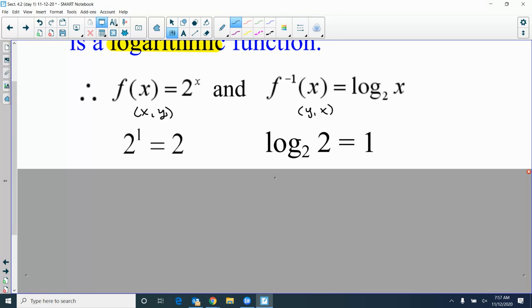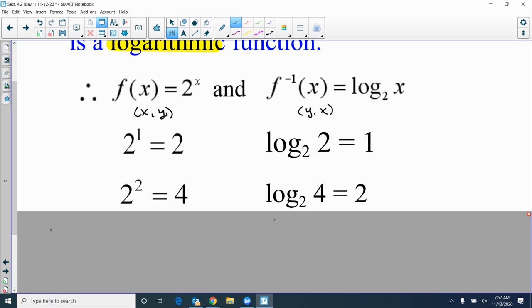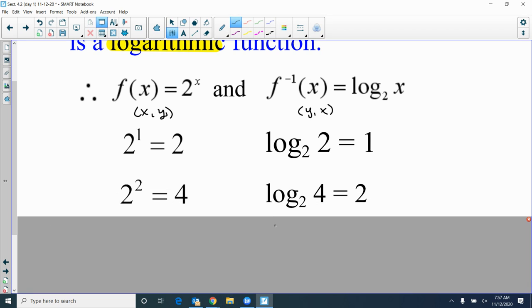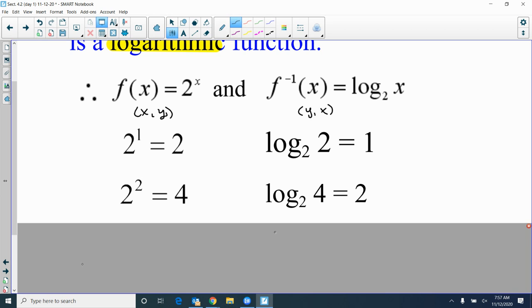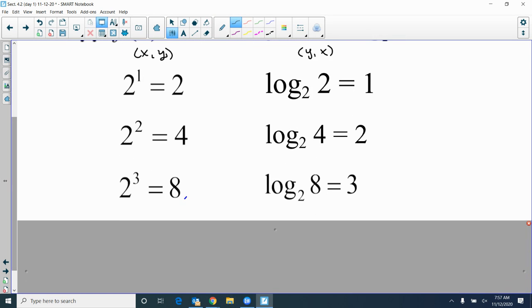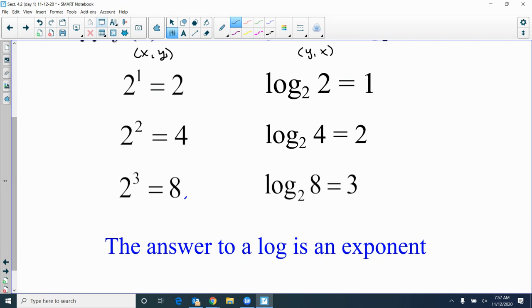So that has to hold. And 2 squared equals 4, which means I plug in 2, I get 4. That means when I plug in 4, I get 2. And then when I plug in 3, I get back 8. And so when I plug in 8, I get back 3 for that.